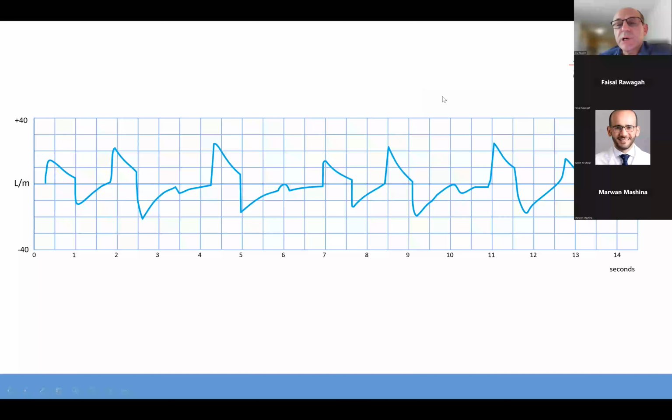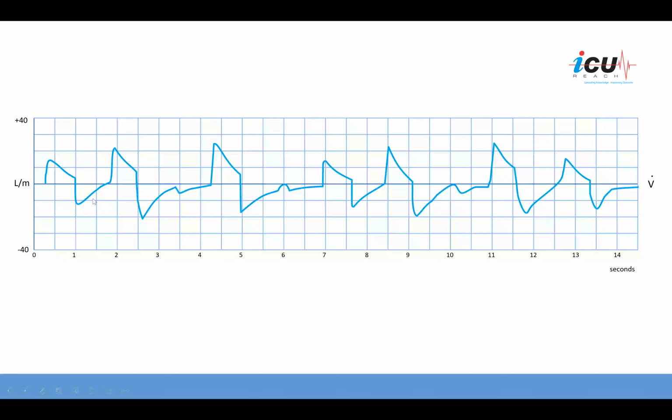So let's just try to analyze it more carefully. Let me start with the expiratory flow, because what we're talking about here is auto PEEP. You can see that in this breath here, it goes to 0, right? In the second one, it doesn't go completely to 0. In the third one, it's even more obvious. So why did we have an auto PEEP here and we did not have it here?